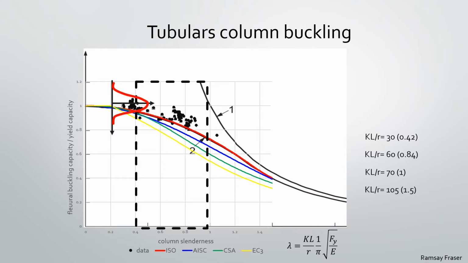Further, we can see that all the standardized formulas are providing values of the buckling capacity slightly to the safe side. If we are to do calculations of the probability of the occurrence of buckling, we will need to know the bias between the standardized formula and the mean value of the experimental data, and we need to know the variation in the experimental data.